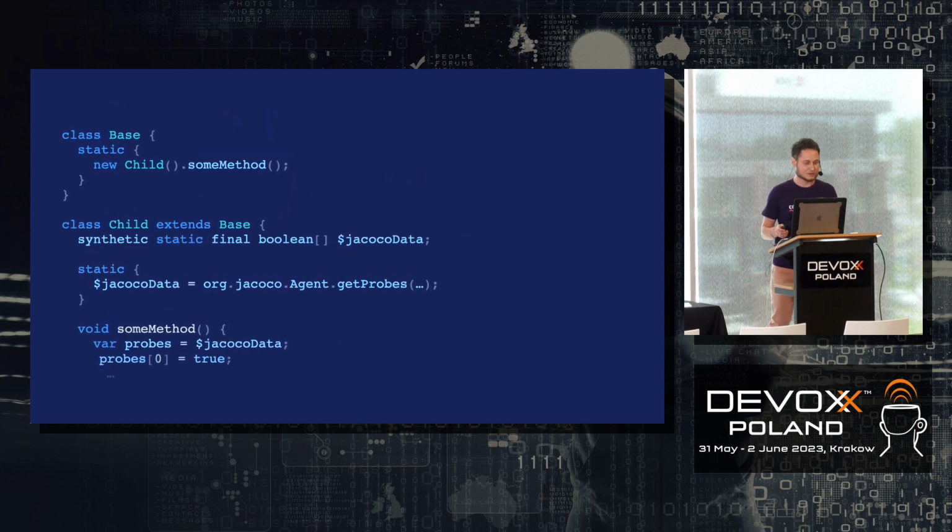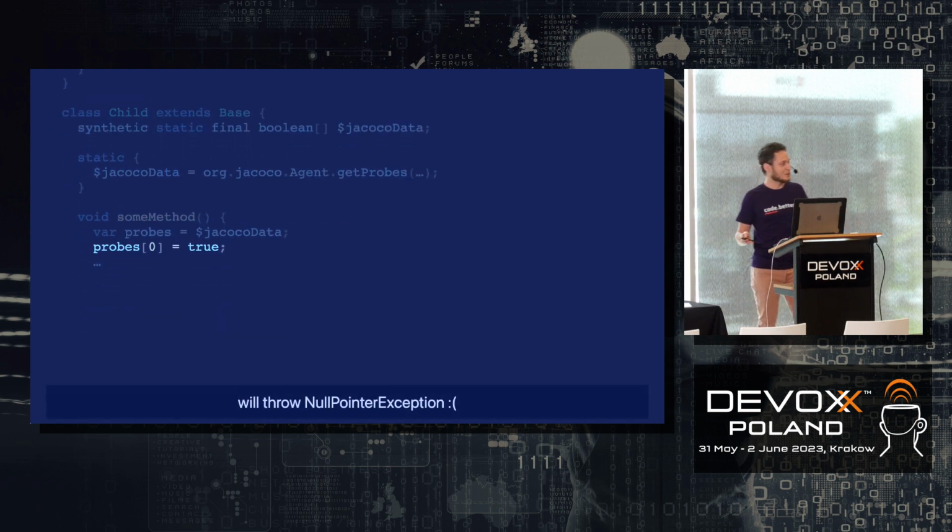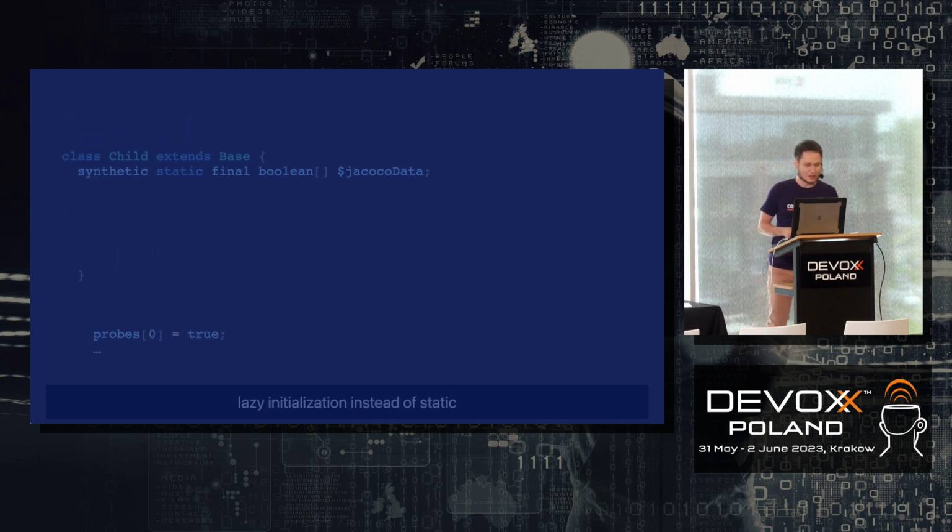Well, it's the same code. It's exactly the same approach. We store the Boolean array in a new field. We initialize this Boolean array in the static initializer. So we're going to get a null pointer exception, because the default value for array references is null. Here is the problem. How did we solve this problem?